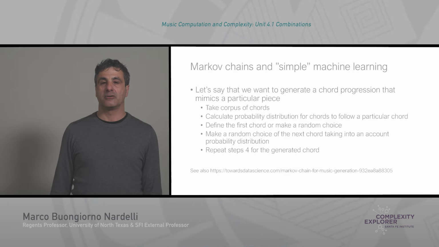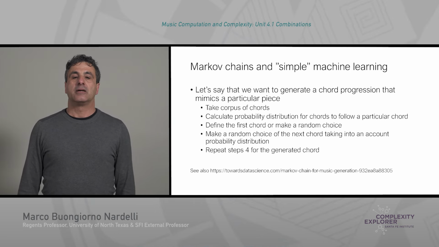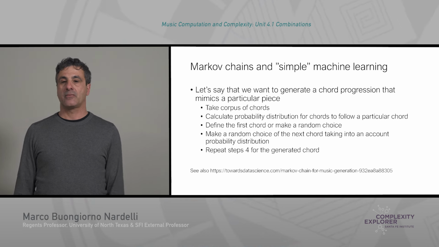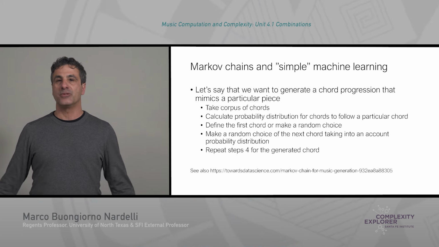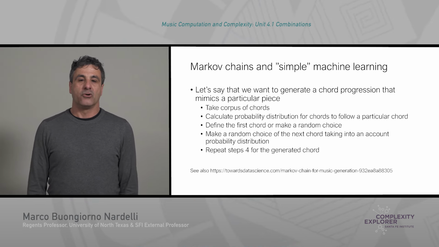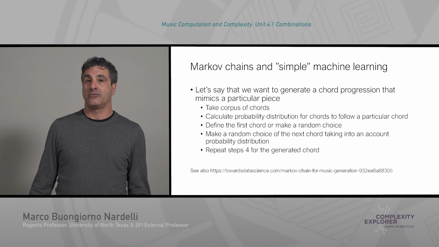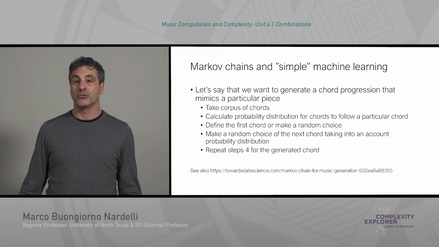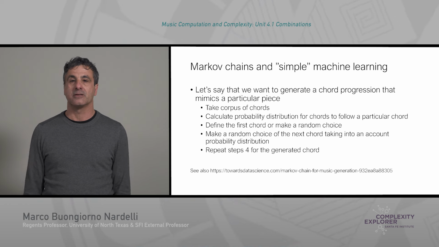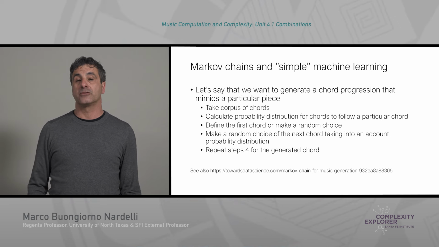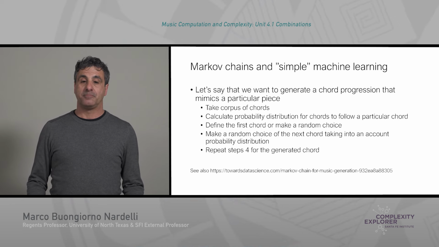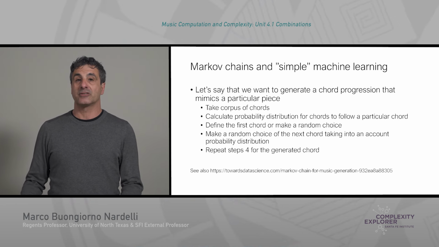An example of what I was saying earlier: let's say that we want to generate a chord progression that mimics a particular piece, a chord progression like Mozart would have used in a piano sonata. So you have to take a corpus of all these chords that Mozart uses, and there are databases that one can analyze for that. Calculate probability distributions for chords to follow a particular chord. And so now you are basically building the database that will allow you to define your transition matrix.